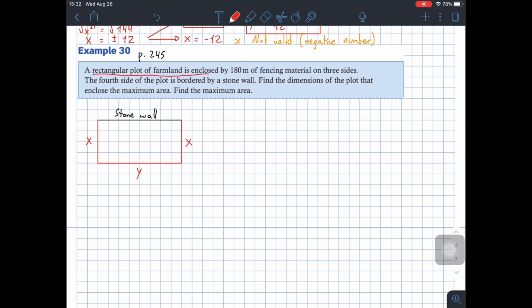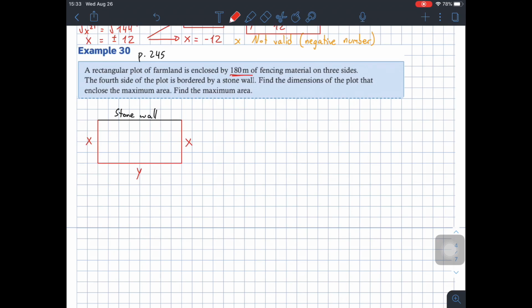Okay, so it says, a rectangular plot of farmland is enclosed with 180 meters of fencing material. So this data, in this case, would be our constraint, right? We only have 180 meters of fencing material. We cannot use more than that because we don't have that. But if we want, we can use less than that. But I don't know if it is convenient to use less if we want to maximize our area, right? So that's our constraint. We only have 180 meters of fence.